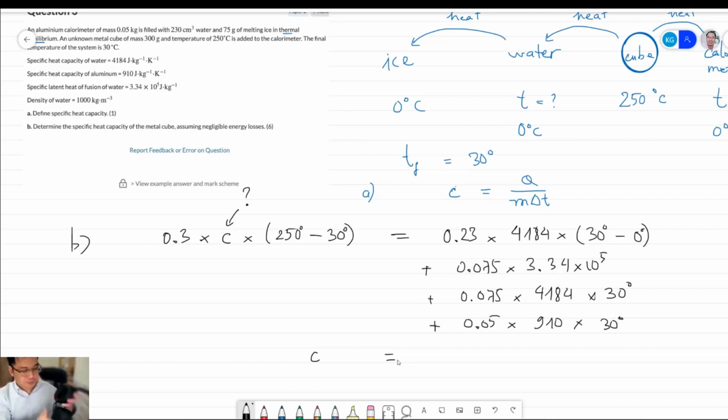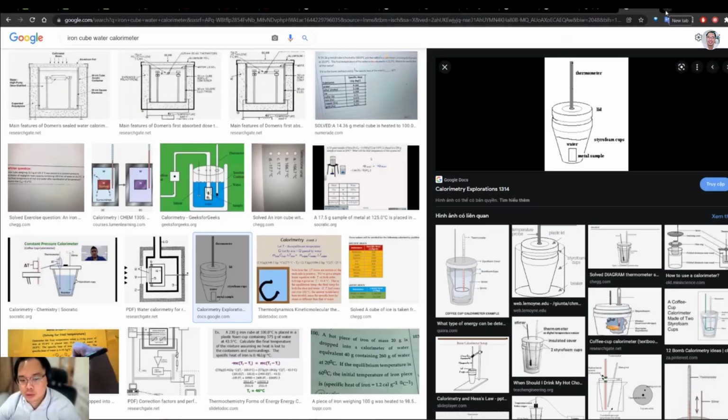So I got 980. What is C? 980. Okay, joule per kilogram per Kelvin. Let me check if it is close to some kind of metal. I think it is, because the aluminum is 910.